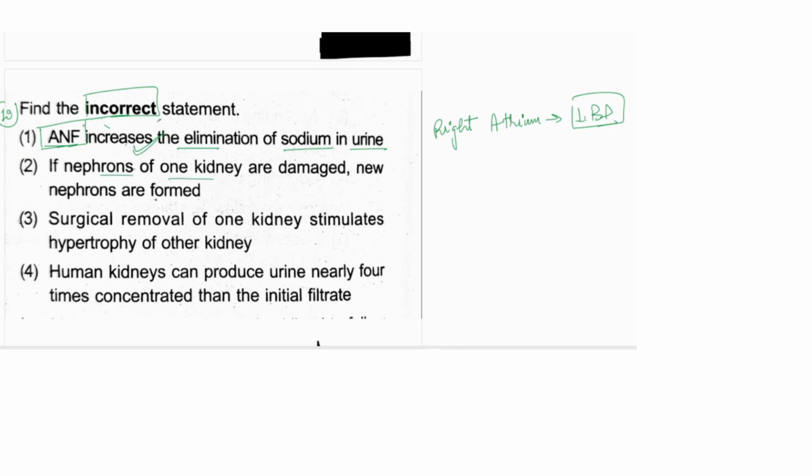If the nephrons of one kidney are damaged, new nephrons are formed. Is it so? It is absolutely incorrect. Stupid options they have given. So based on that we can say it is the wrong statement and our answer. We are not starfish or echinoderms, where if one arm is cut, a new arm comes. It's not like that. Surgical removal of one kidney stimulates hypertrophy of the kidney. Absolutely correct. And the human kidney can produce urine nearly 4 times more concentrated than the initial filtrate. This is absolutely NCERT lines. We have seen this in the NCERT lines of this chapter. So this is also correct.